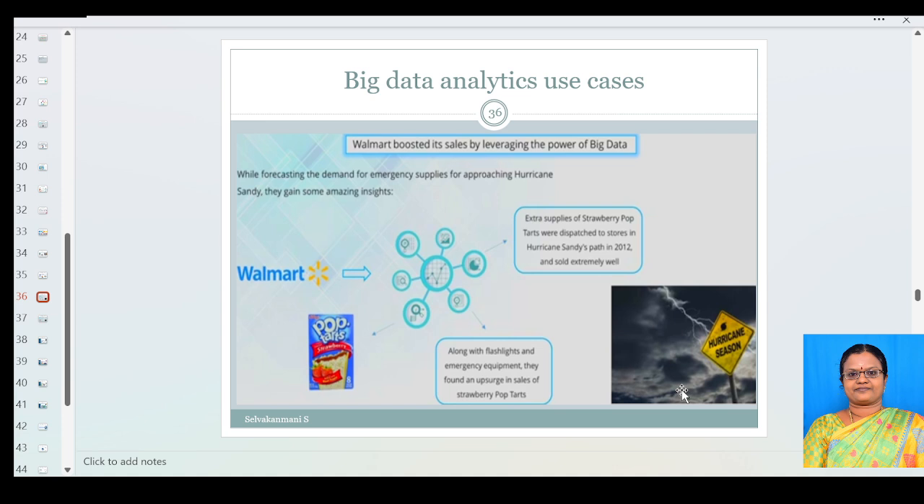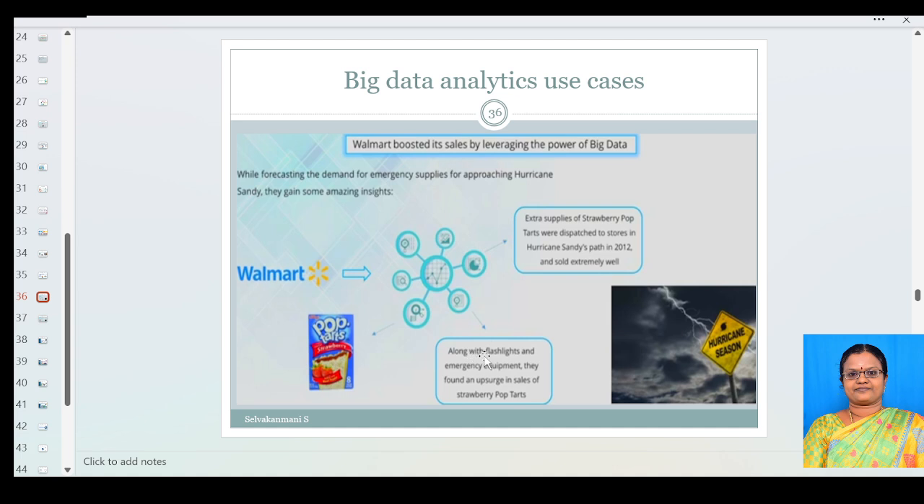So the third one is Walmart, which boosted its sales by leveraging the power of big data during Hurricane Sandy. They found that along with flashlights and emergency equipment, people also bought some candies called Pop Tarts. So extra supplies of strawberry Pop Tarts were dispatched to stores in Hurricane Sandy's path in 2012, and sold extremely well.